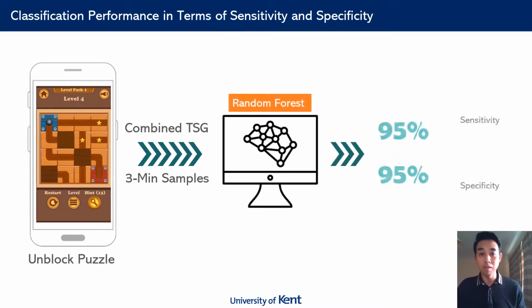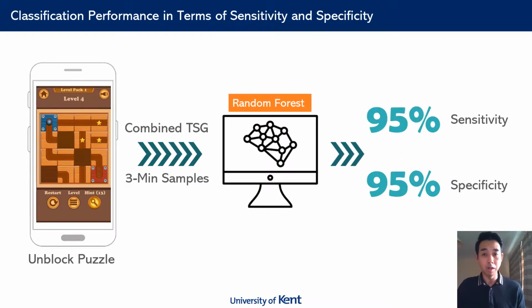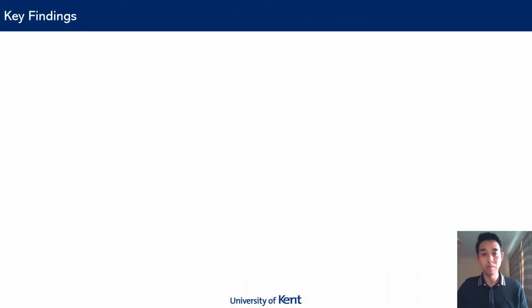We then further examined the sensitivity and specificity of our classifier, as they are more common measures for assessing the performance of clinical tests. The random forest classifier on 3-minute samples of Unblock Puzzle still demonstrates promising results. In particular, the model achieved 95% sensitivity and specificity.